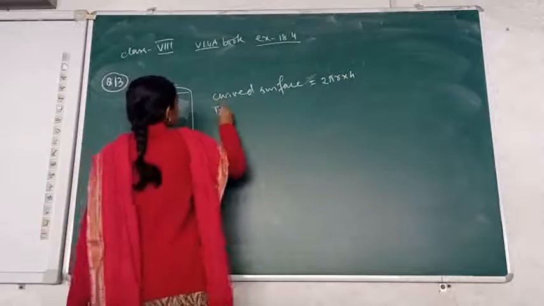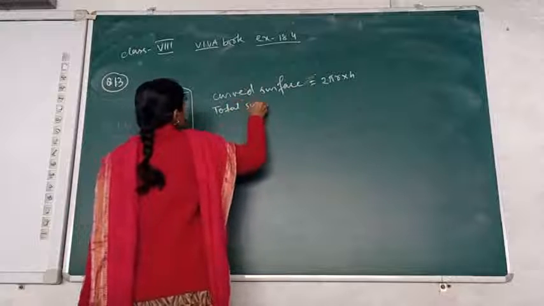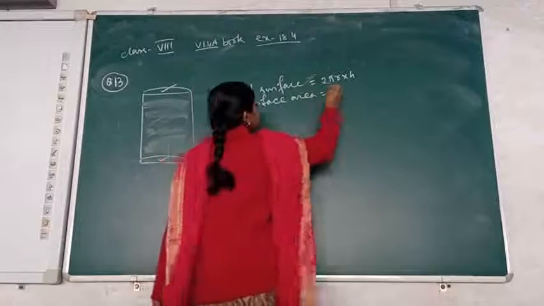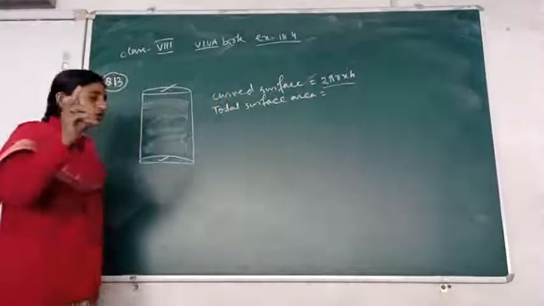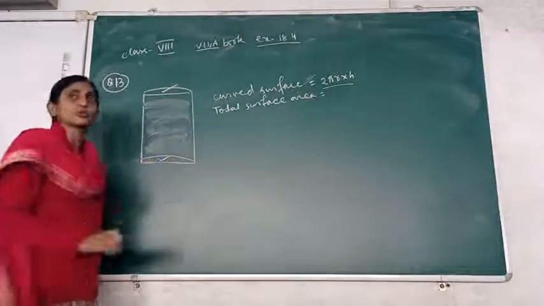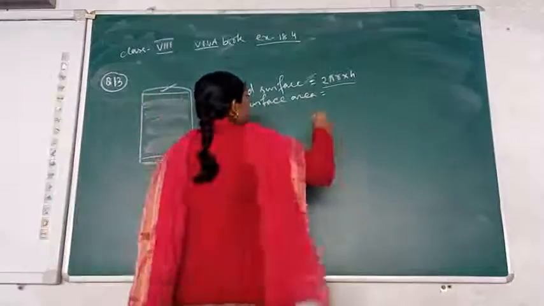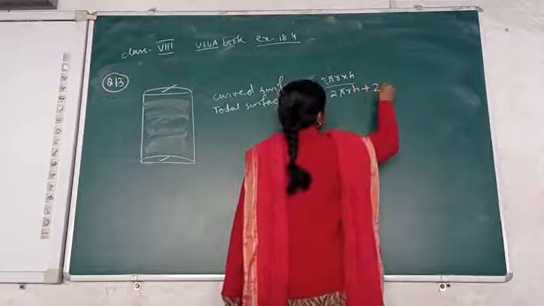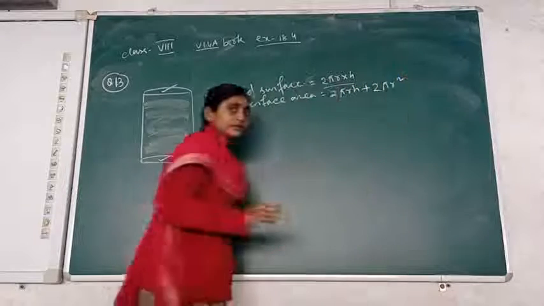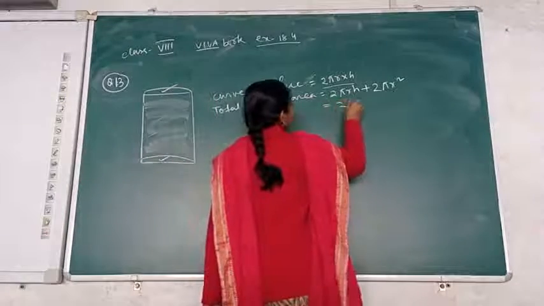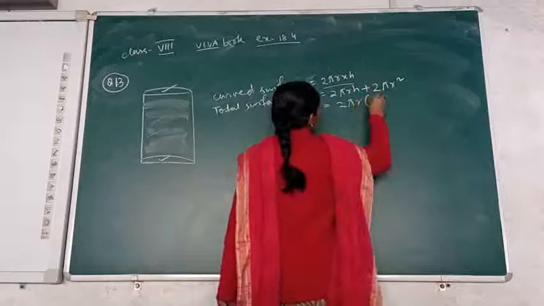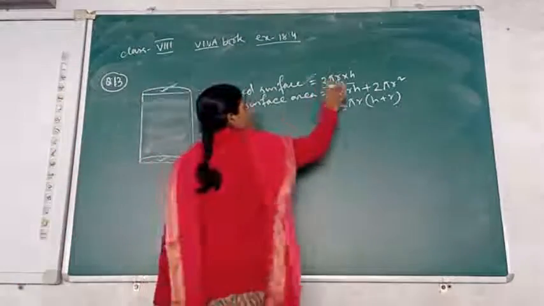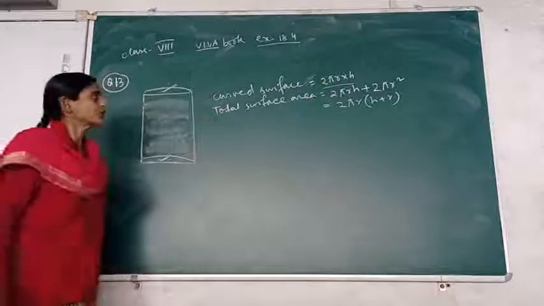Now what will the total surface area be? For the total surface area, along with the curved surface we are going to include the top and base. That means two surfaces. So here it will be 2 pi r h plus 2 pi r square. In simplified form we can take 2 pi r as common, so h plus r is remaining. So these two are the formulas of the curved surface and the total surface.